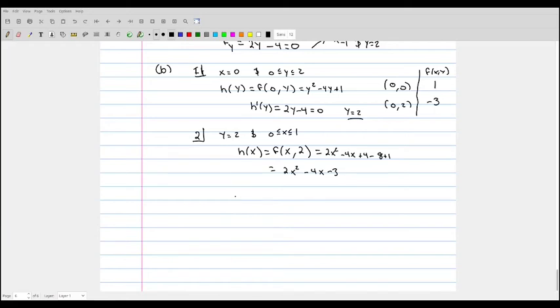The only critical point inside the domain from 0 to 1 is when the derivative of the function h is equal to 0, which corresponds to the equation 4x minus 4 is equal to 0, which gives us an interior critical point of x equals 1 for this function h.